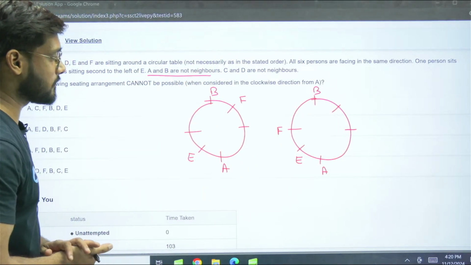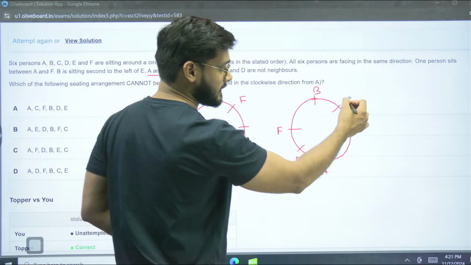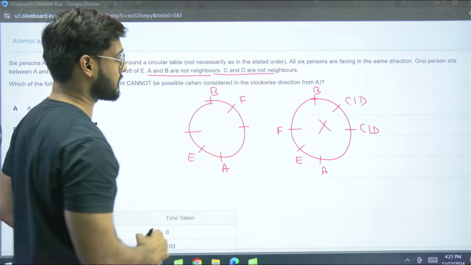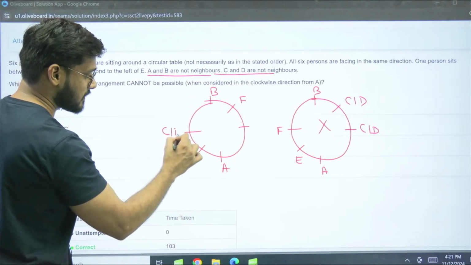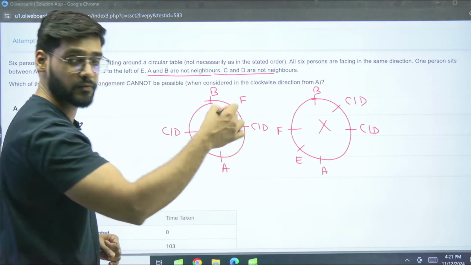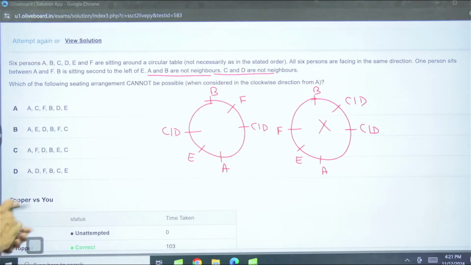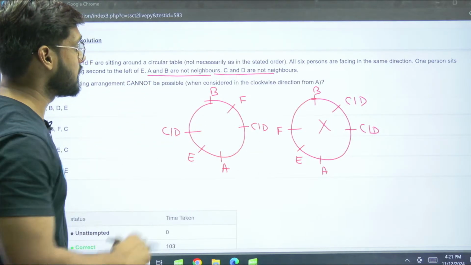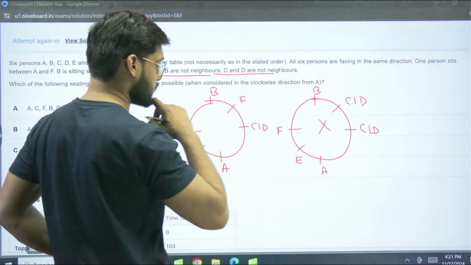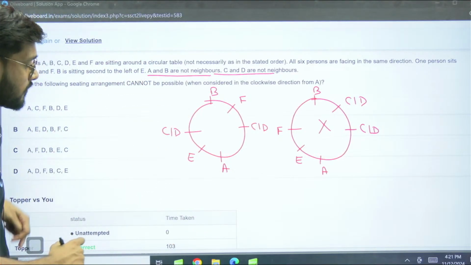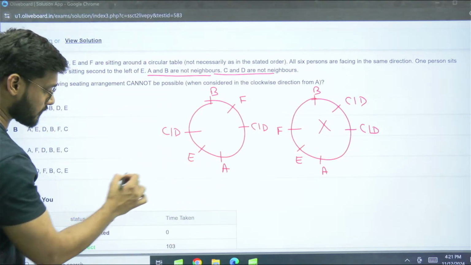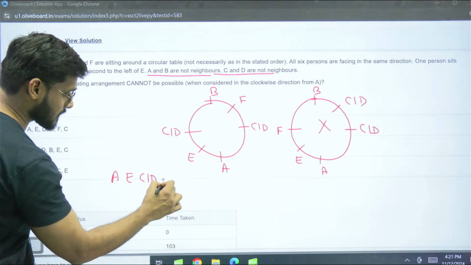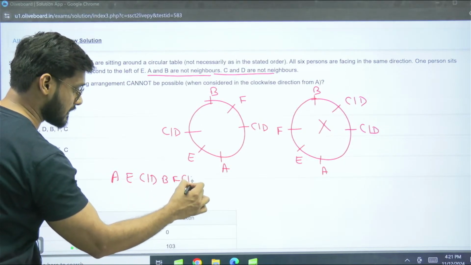C and D are not neighbors. So in this case, if C and D come together like this, this case is wrong because C and D are not neighbors. So C and D will come like this, CD or DC, because it is not fixed where C and where D will come. Which of the following arrangements cannot be possible when considered in the clockwise direction from A? So from A in the clockwise direction, the arrangement will be A, E, C, D, B, F or A, E, D, C, B, F.